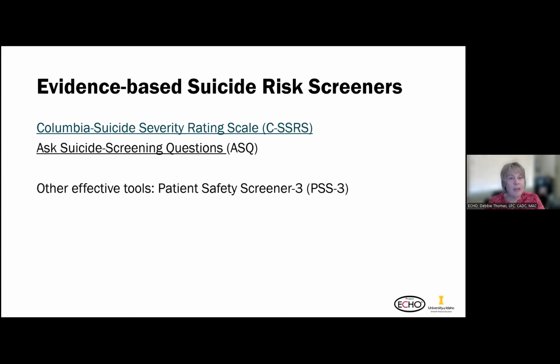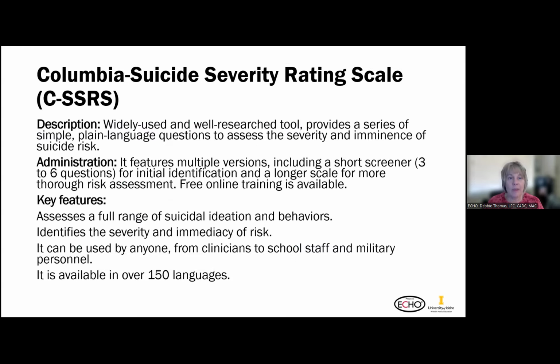The other evidence-based screeners that you could utilize would be the Columbia Suicide Severity Risk Scale, or the Ask Suicide Screener. And then there's other tools like the Patient Safety Screener, and it's got 3 questions. But I'm going to give you a couple of the other evidence-based risk screeners in case you haven't seen them before. The Columbia Suicide Severity Scale, it's widely used. Again, it's very well researched, all of these are.